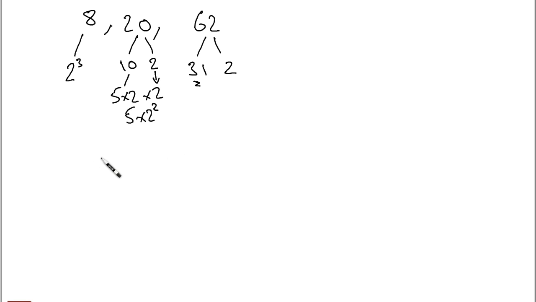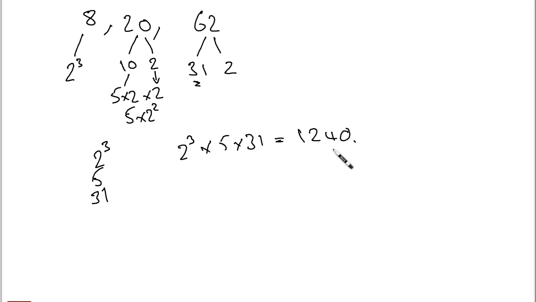So doing the same again here, the highest power of 2 is 2 cubed, there are no 3s, I've got a 5, and I've got a 31. So the answer is 2 cubed times 5 times 31, and that comes out at 1240. And as you can see, we'd have written out an awful lot of numbers in columns if we'd used the first method. Notice how I spotted that 31 is a prime number.